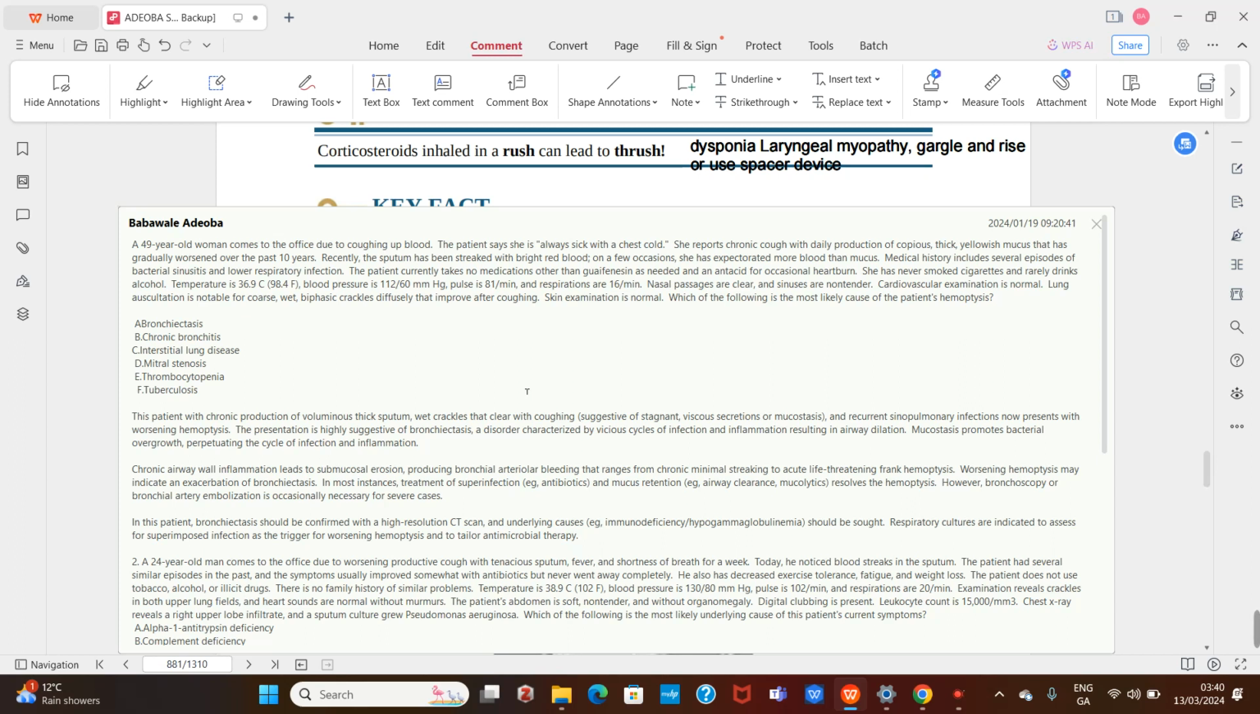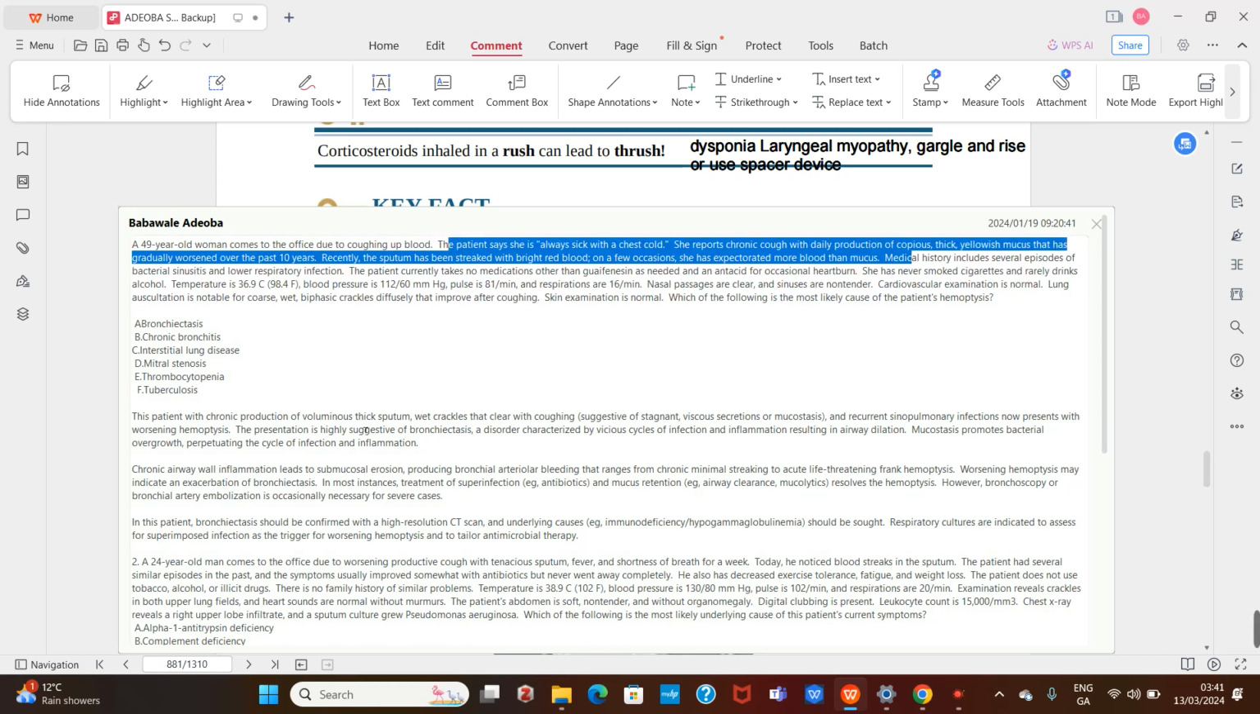So, what do we think? Well, the answer is already spelled out and looking at us now. The answer is bronchiectasis, A. So what do we think is a predisposing cause of this bronchiectasis? It was a long history. Infection. You can see the medical history includes several episodes of bacterial sinusitis, and so that's the cause in this case.